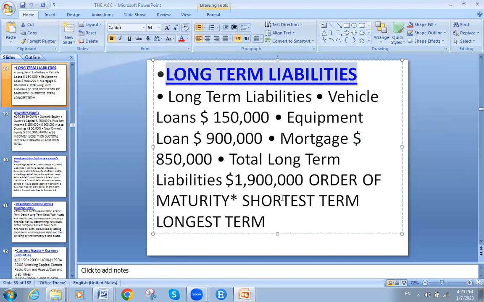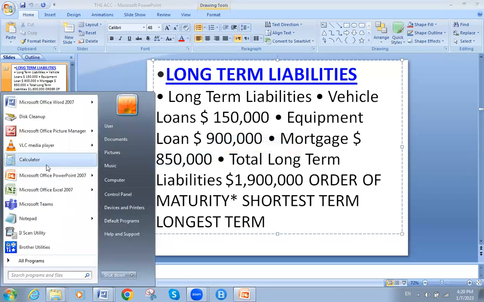If it is a mortgage of a short term, then you will put it in the current liabilities. That's it. If you want to see now the long-term liabilities, it will be 150 plus 900 plus 850. That all will come to this amount. Let's see with the calculator.